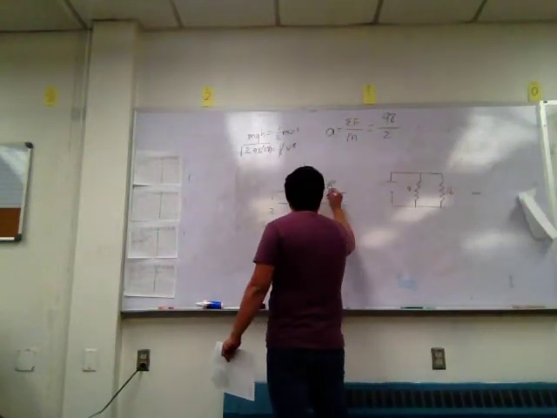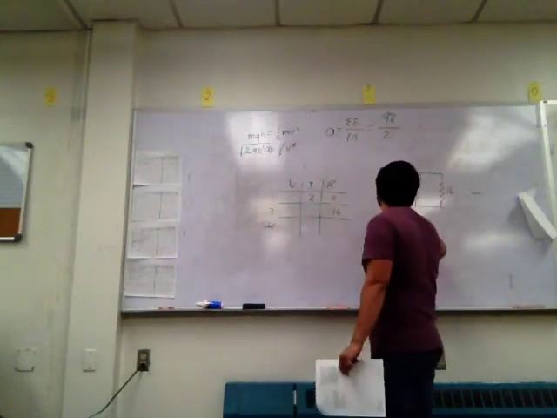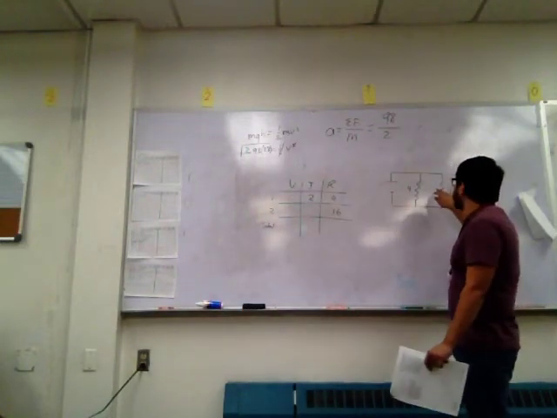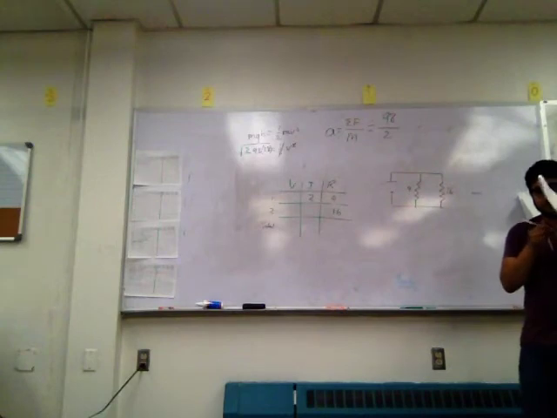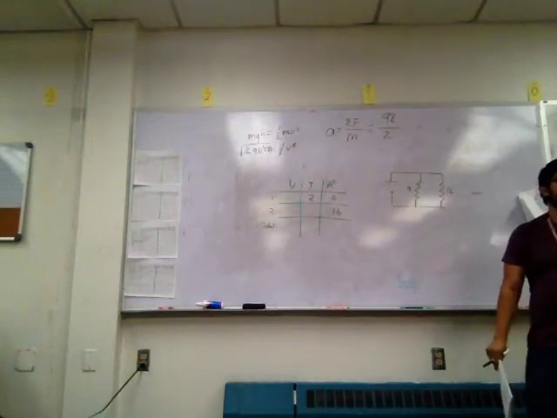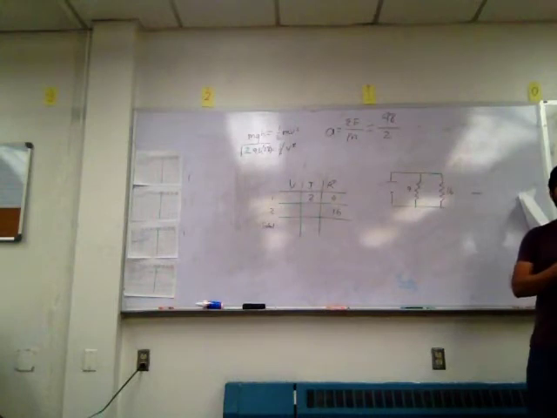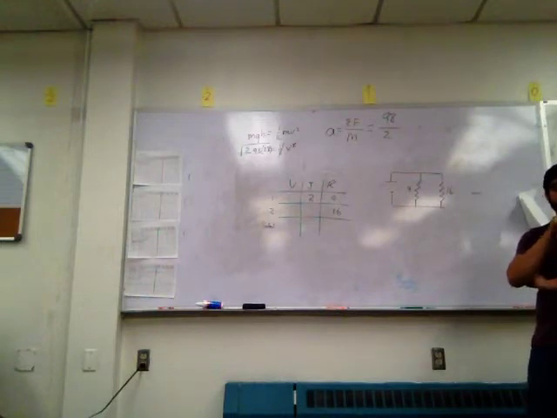It's 2. So you're asking me to find the current right here. So you're like, well, what would you guys like to have done to make this really easy for you? What do you need? Well, I don't know this, so how am I supposed to figure it out? What do you guys want to know? The total resistance? That would have helped you?